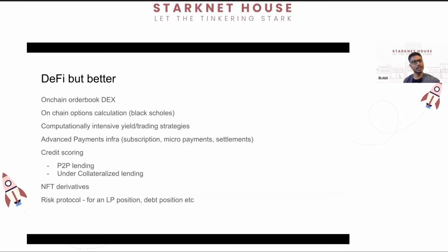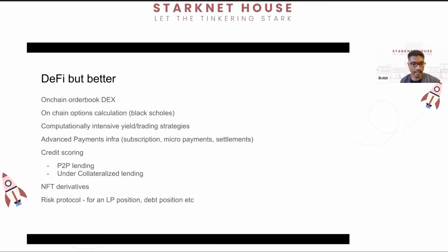Once you build the credit scoring, you can enable P2P lending, where I can just give a loan to someone based on their credit scoring. Today we see Aave or Compound kind of vaults. This can enable many more vaults depending on the credit score for some parties or protocols. Similarly, undercollateralized lending could be possible because credit scores could be possible.